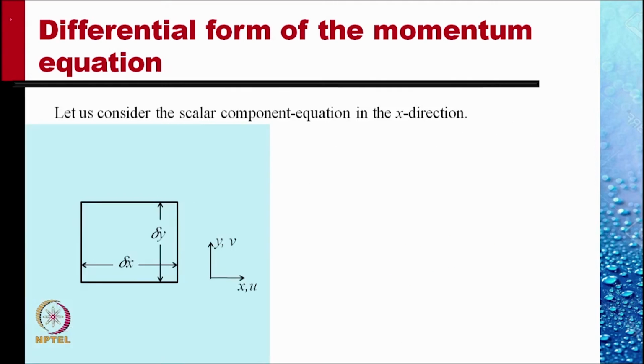Let us consider the scalar component equation in the x direction. Imagine a control volume with dimensions dx and dy and unit depth in a two-dimensional flow. Let the velocity component in the x direction, Vx, be represented by u and the velocity component in the y direction be represented by v.